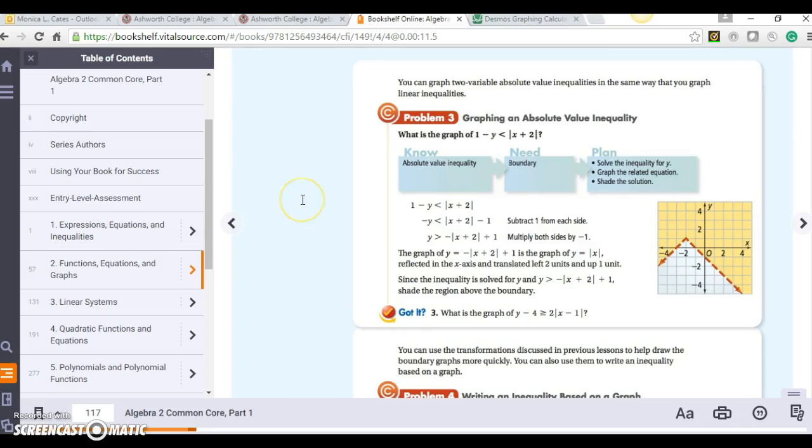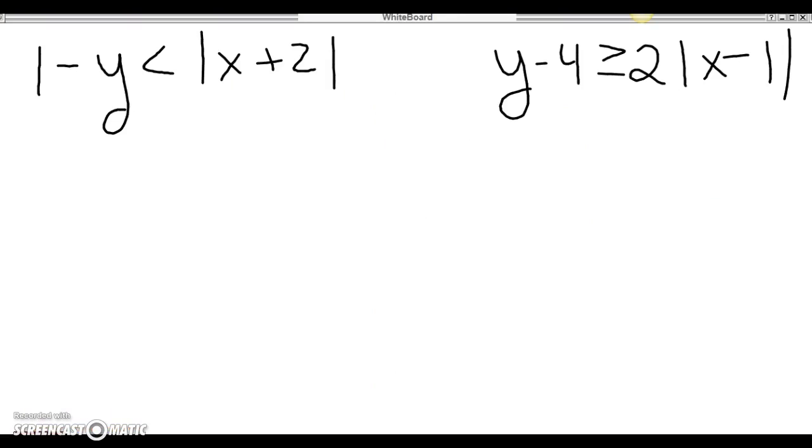Okay, we're looking at problem number 3 from lesson 2-8 on page 117. It says graph an absolute value inequality. What is the graph of 1 minus y less than the absolute value of x plus 2? So we have an absolute value inequality. We need to know the boundary and we need to make a plan. So I've written it here on my whiteboard.